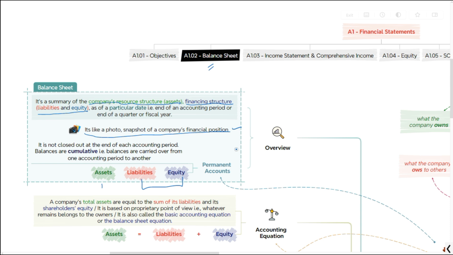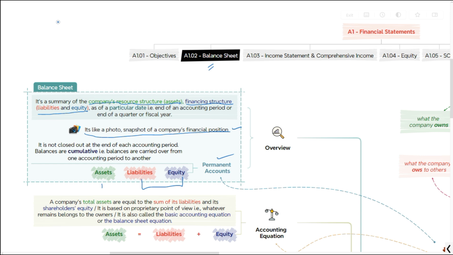The balance sheet accounts are permanent accounts. So the permanent accounts are the assets, the liabilities and equity. So what do we mean by the permanent accounts? The permanent accounts are the accounts that are not closed at the end of each accounting period. The balances in the permanent accounts are cumulative. That means the balances are carried from one accounting period to another.